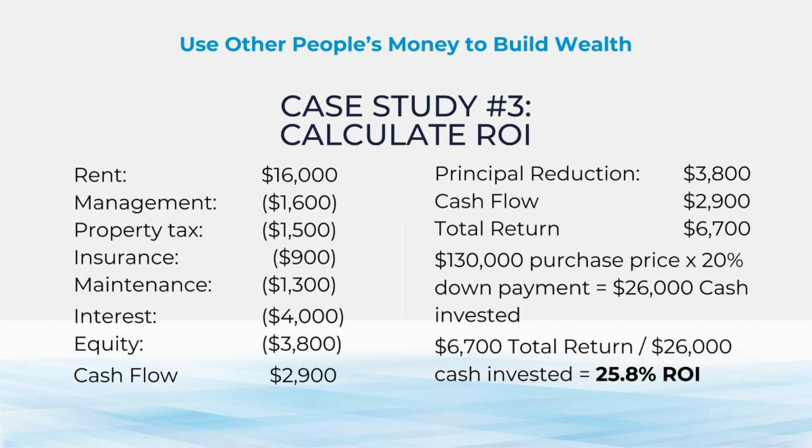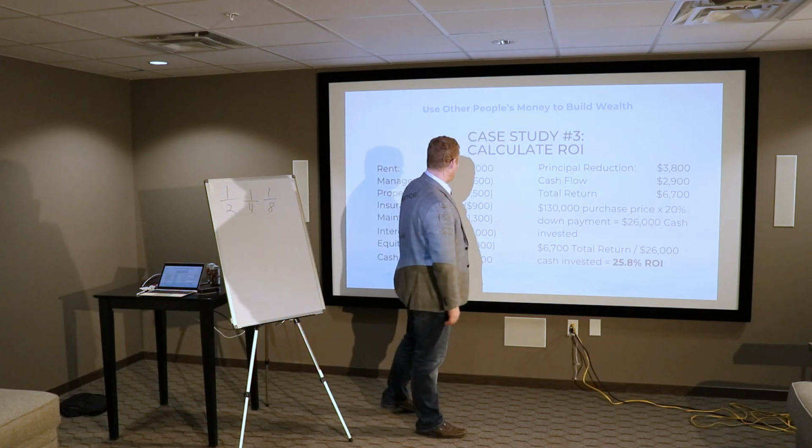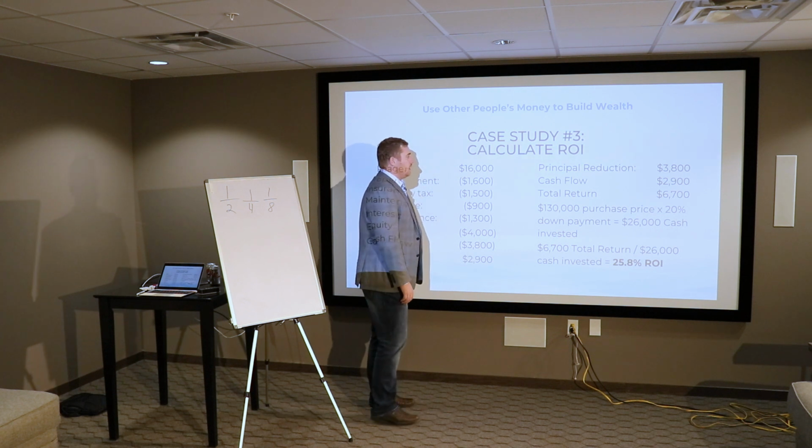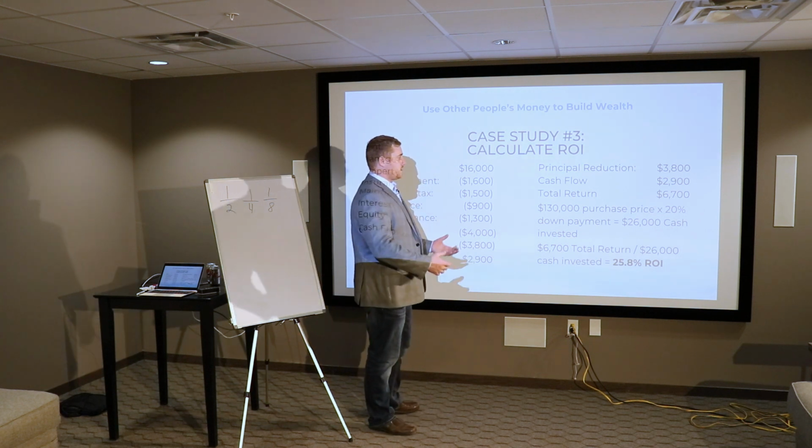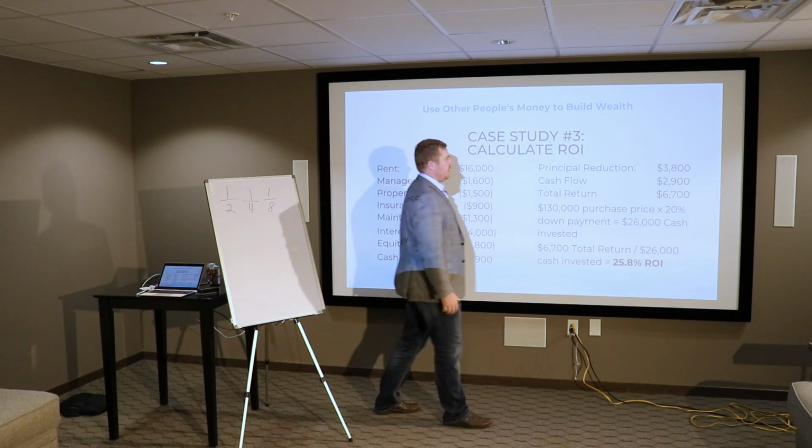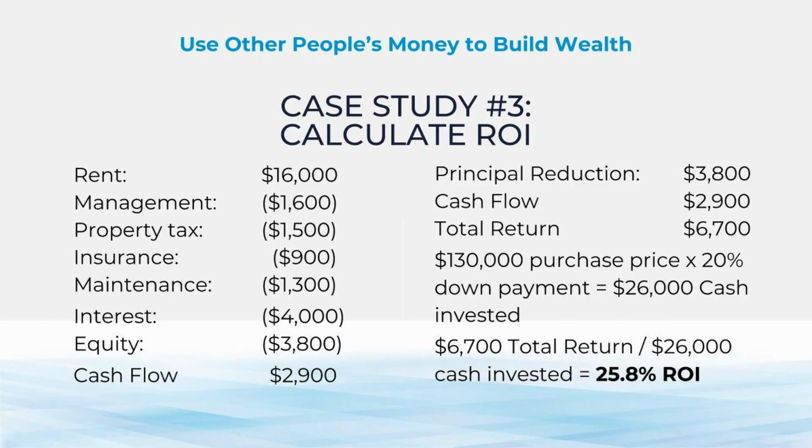We're going to reduce our income by the interest and equity. Our cash flow then becomes $2,900. Basic, just addition and subtraction. So cash flow is $2,900. The principal reduction in this case was, of course, the equity amount. That's just a giveaway number. So the principal reduction was $3,800.